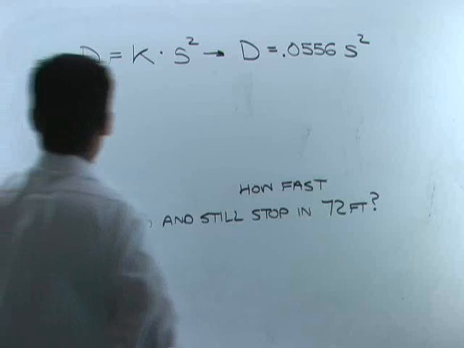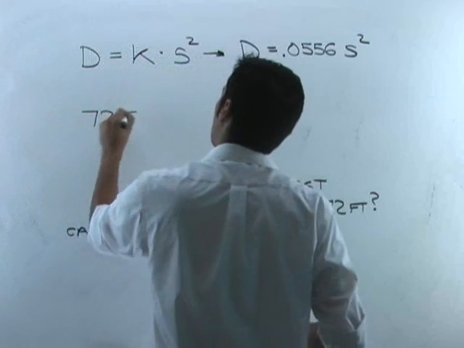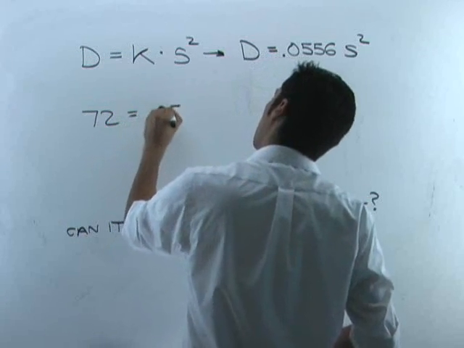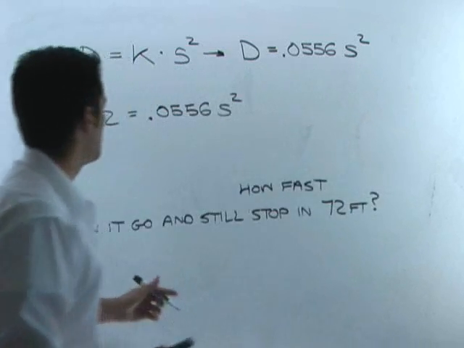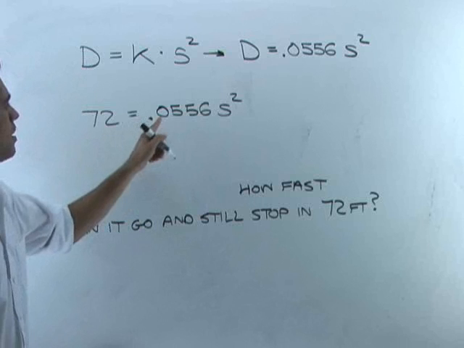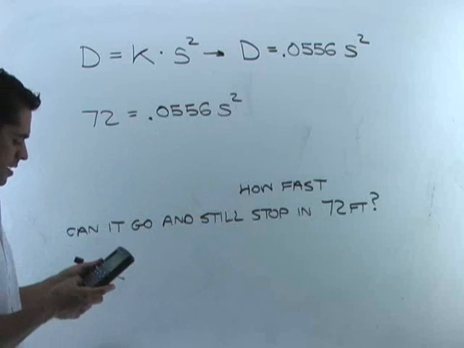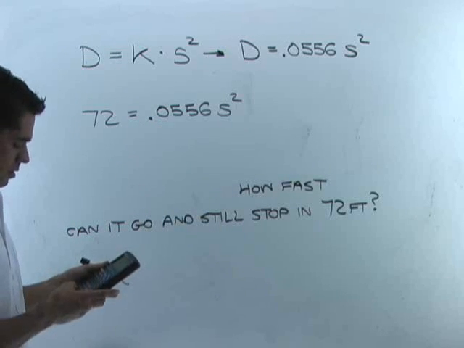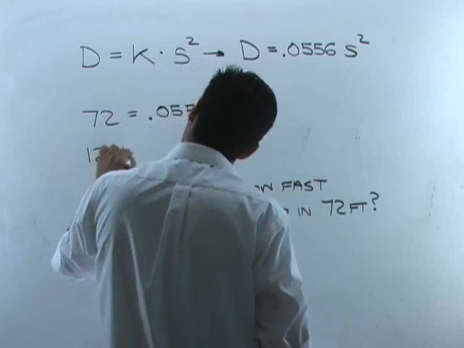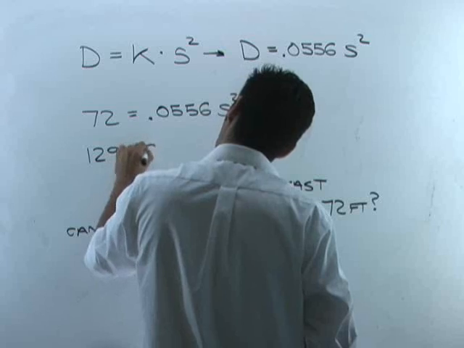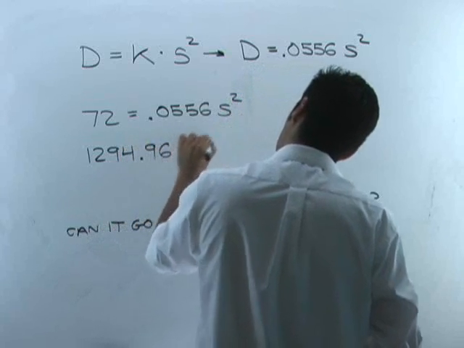I'm going to plug 72 in for distance is equal to 0.0556 times the speed squared. So the first thing I'm going to do is divide both sides by 0.0556. So 72 divided by 0.0556, I get about 1,294.96. That's our speed squared.